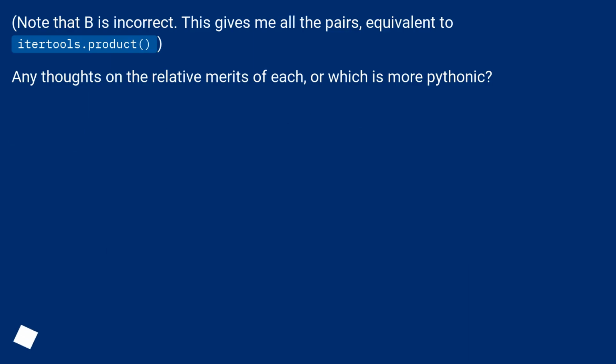Note that B is incorrect. This gives me all the pairs, equivalent to itertools.product. Any thoughts on the relative merits of each, or which is more Pythonic?